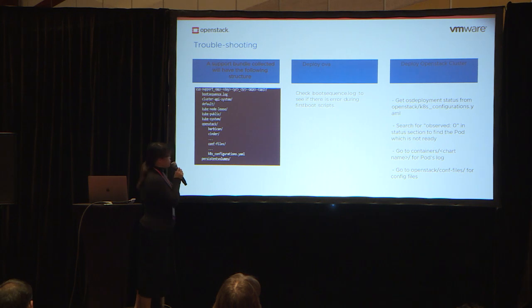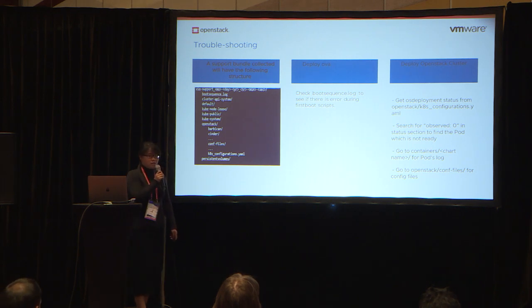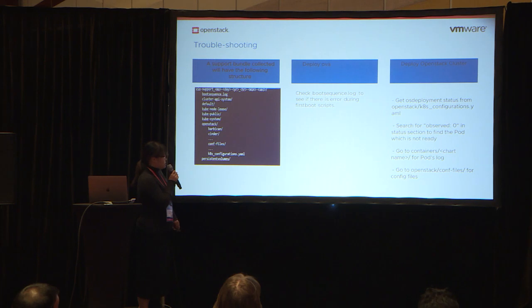The next two parts will talk about troubleshooting. One is deploying our OVA. This is our product. You can check the boot sequence log to see whether the Kubernetes status is ready or not. And then you check the OpenStack cluster status, that is Nova, Cinder, Glance, etc. You can also view all the configuration files for the services.